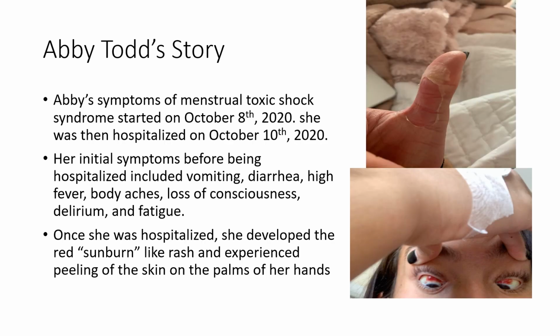So I want to talk about one of my friends that did have TSS. Her symptoms of menstrual toxic shock syndrome started on October 8th, 2020, and she was hospitalized on October 10th, 2020. Her initial symptoms before being hospitalized included vomiting, diarrhea, high fever, body aches, loss of consciousness, delirium, and fatigue.